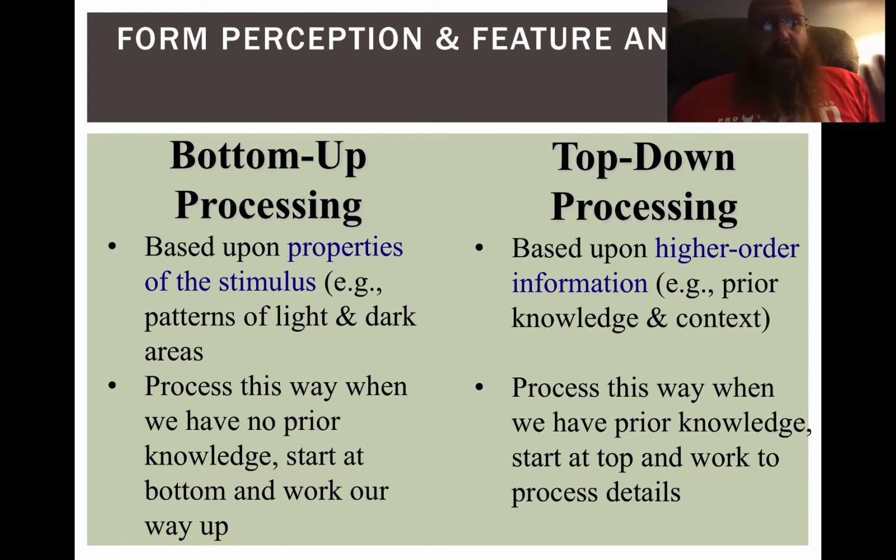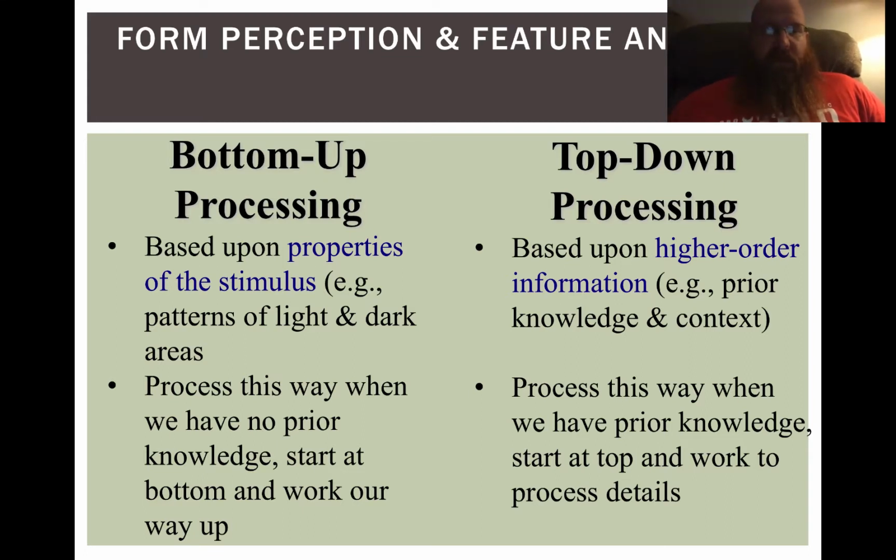But bottom-up processing is based on the properties of the stimulus. For example, patterns of light and dark areas that we see, or maybe some smells that we smell. These are the basic, if you think of a hierarchy, the bottom being less important, top being what we would call the most important. With bottom-up processing, you've got to think going from the basic to the most complex.